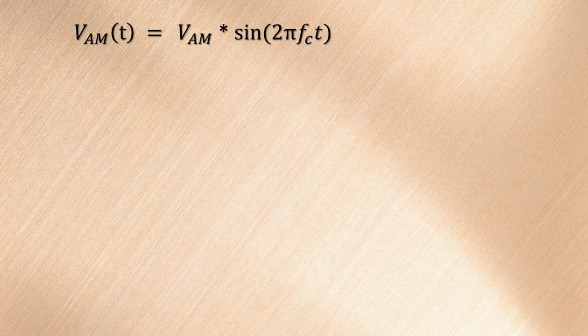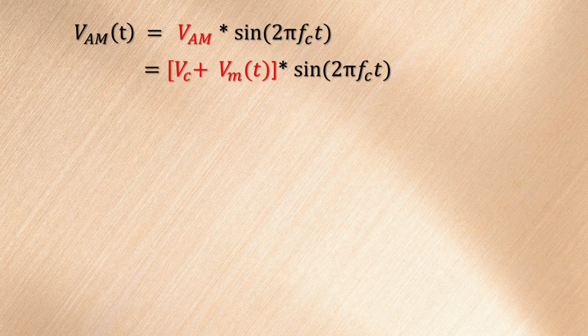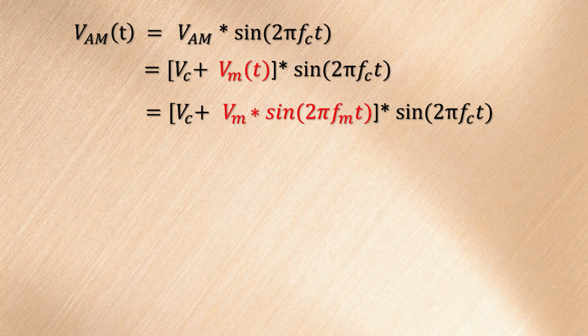We know that Vam of t is equal to Vam into sine 2 pi Fc t. Now substituting the equation for Vam, it can be written as Vc plus Vm of t into sine 2 pi Fc t. Now let us substitute the equation for Vm of t, and the above equation can be rewritten as Vam of t is equal to Vc plus Vm into sine 2 pi Fm t into sine 2 pi Fc t.